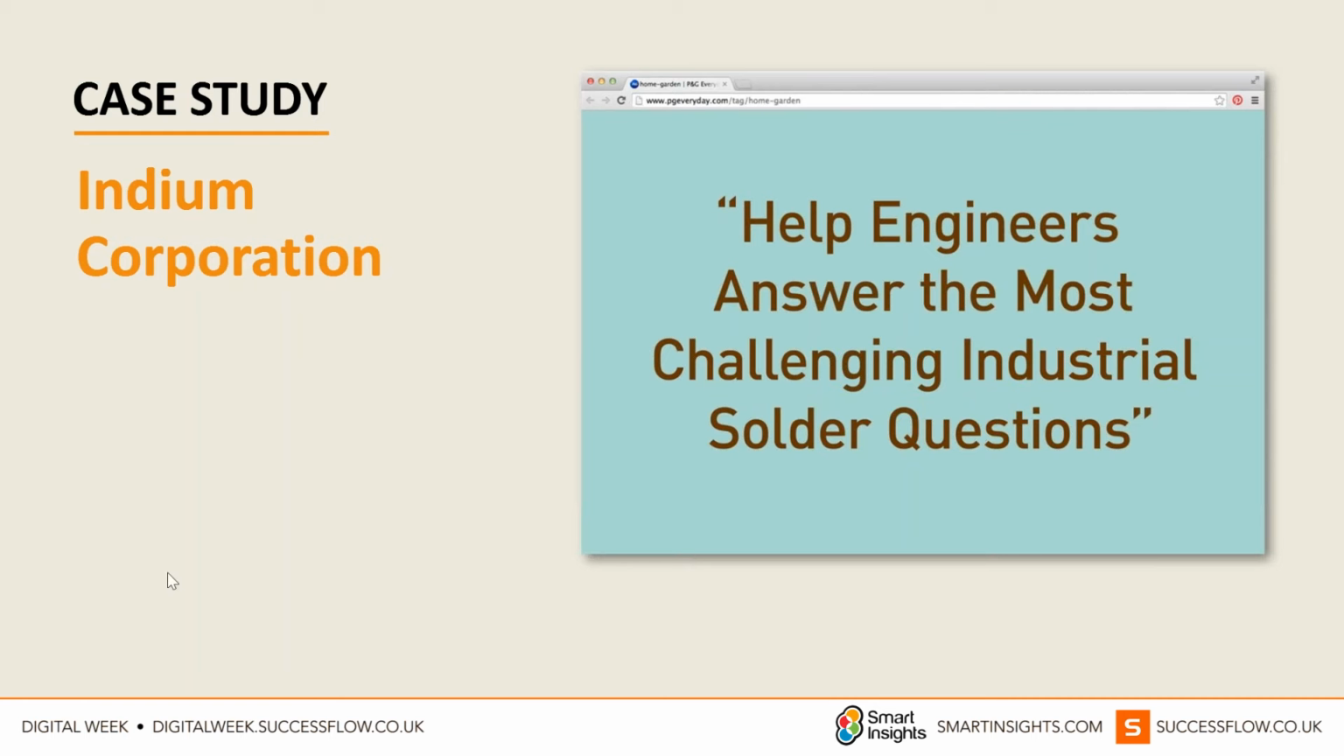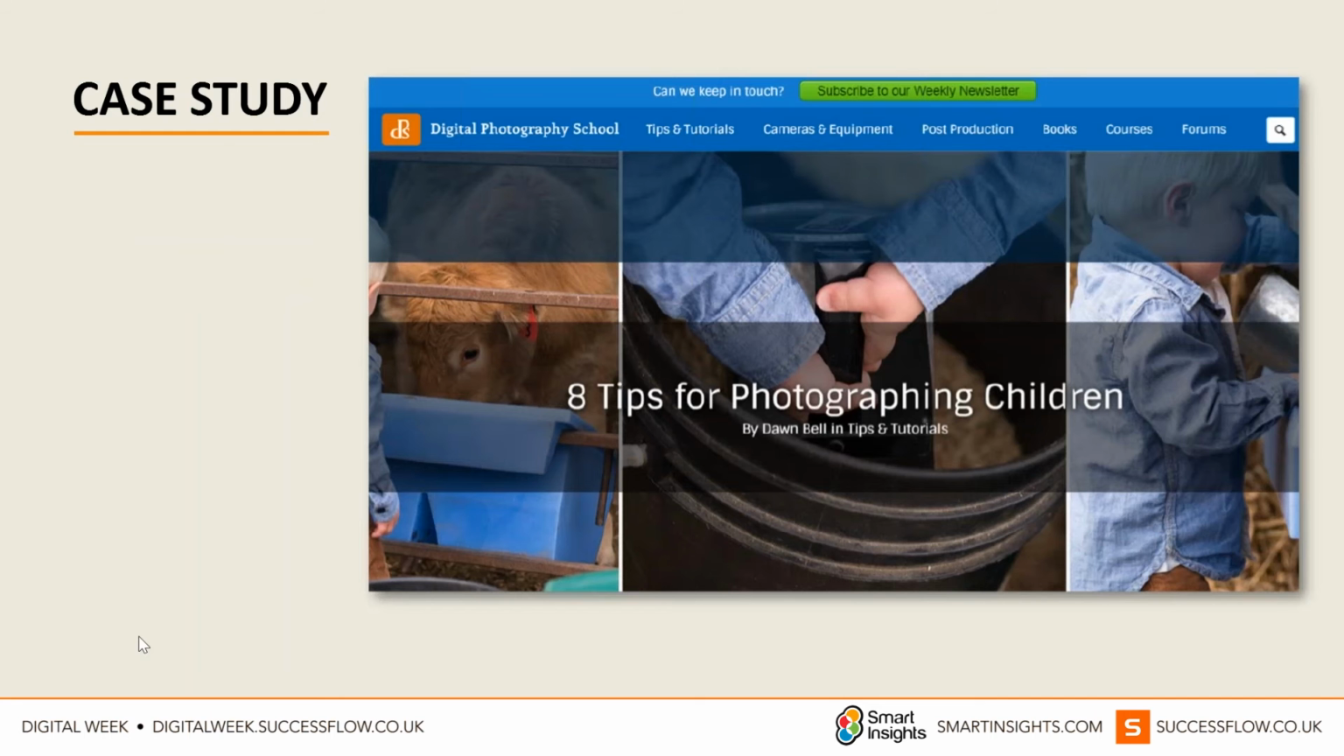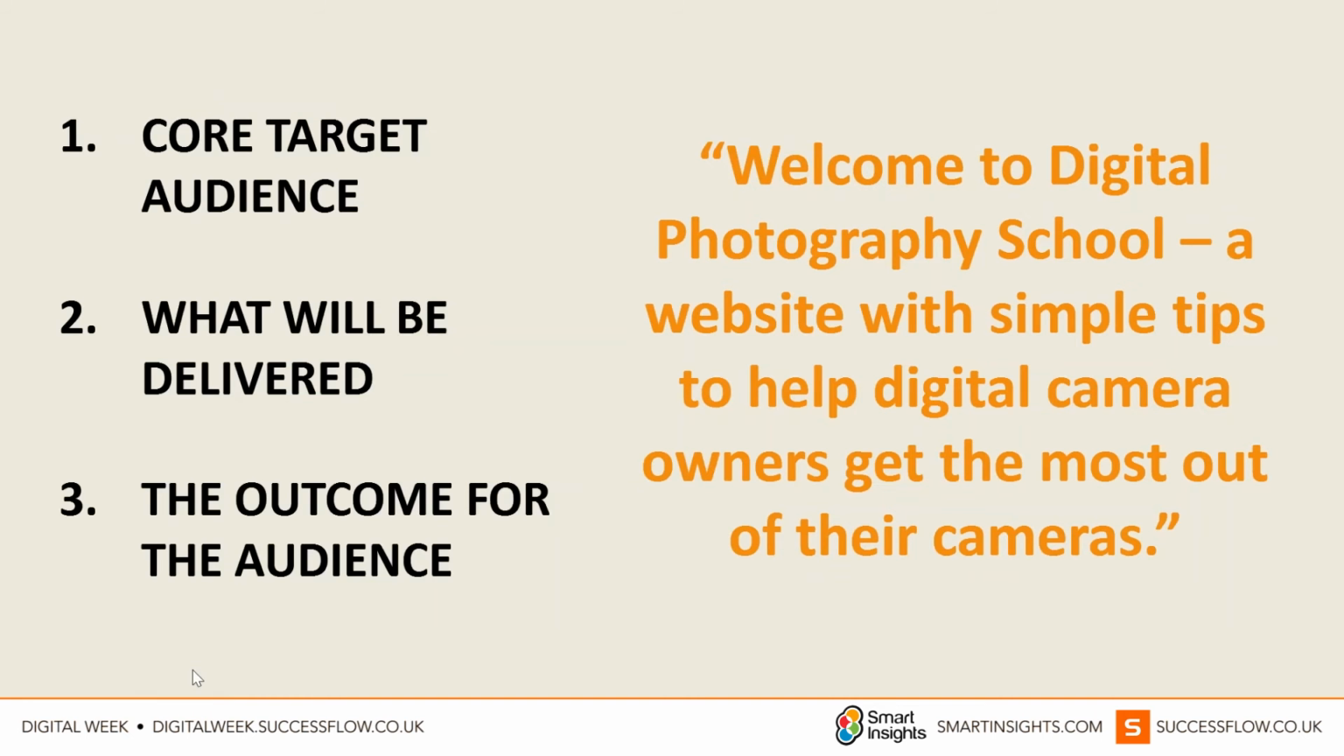Let me give you another example. Then we're going to break this apart so that you can actually do this yourself with your team. So this is one of Darren Rowse's sites from Australia, Digital Photography School. If you go to the Digital Photography School About Us page, you'll see that they've got their content marketing mission statement right there. "Welcome to Digital Photography School, a website with simple tips to help digital camera owners get the most out of their cameras." There are 3 parts you're going to want to focus on.